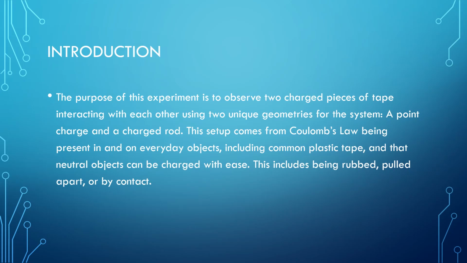Okay, so the purpose of this experiment is to observe two charged pieces of tape interact with each other using two unique geometries for the system. The first one, we had a point charge for Lab 1, and now we have a charged rod. This step comes from Coulomb's law being present in and on everyday objects, including common plastic tape, and that neutral objects can be charged with ease. This includes being rubbed, pulled apart, or by contact.